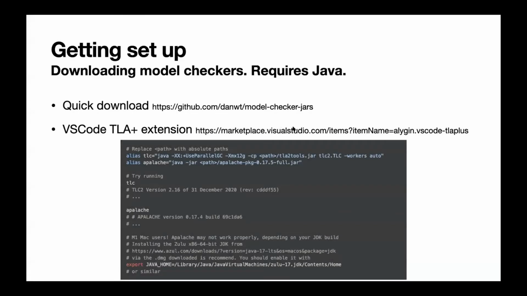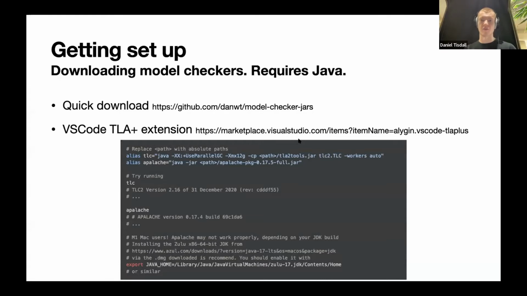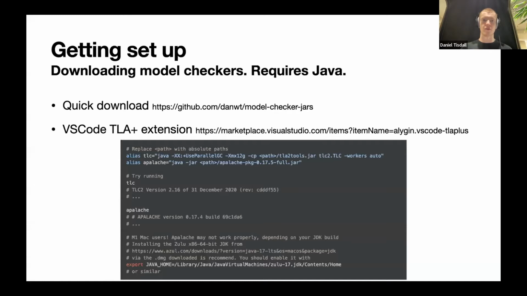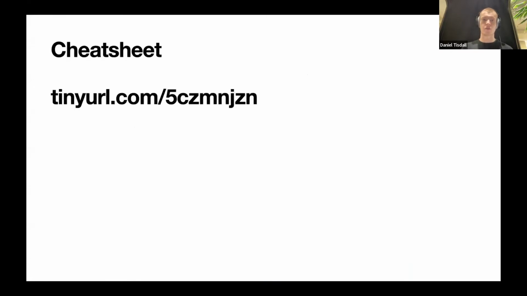And I strongly recommend developing TLA plus in VS Code with the extension, because it gives you syntax highlighting and a few other features. There's a cheat sheet which you can find here, or it's also in that repo that I just gave you. Again, the repo is at Dan WT model checker jars, which will contain the cheat sheet. Please interrupt me at any time. Tell me if I'm going too slow, too fast, if something's obvious, not obvious, etc.